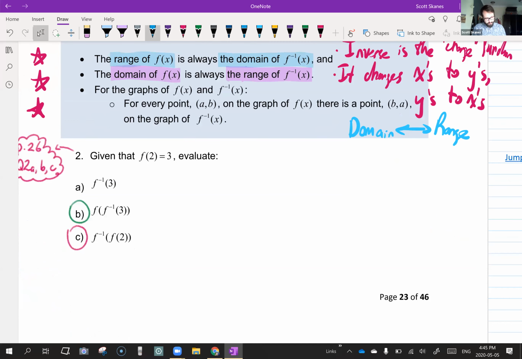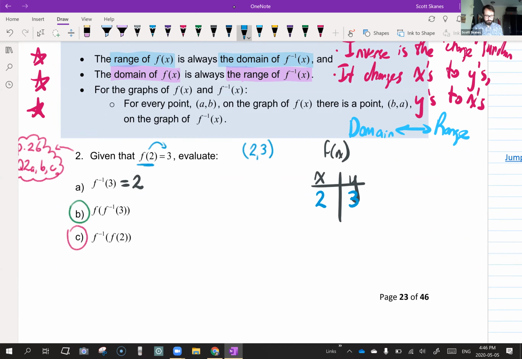Let's try an example. Given that the original function has the point (2, 3), what is the inverse? What is the value of the inverse when it's 3? Well, it's got to spit back a 2. Why is that? Let's just say I had a little table of values here. The original function had the number 2 spit back 3.